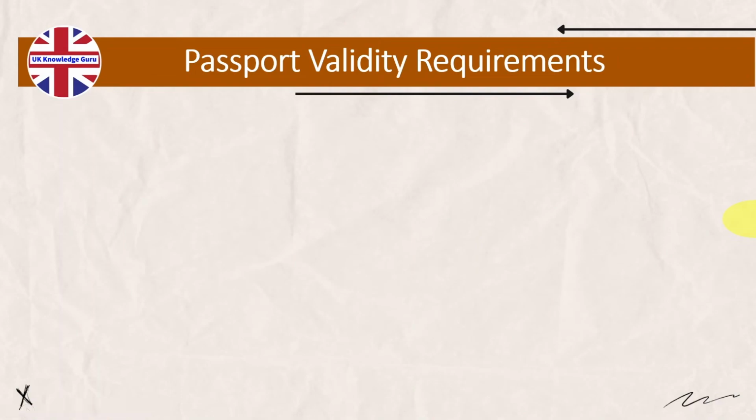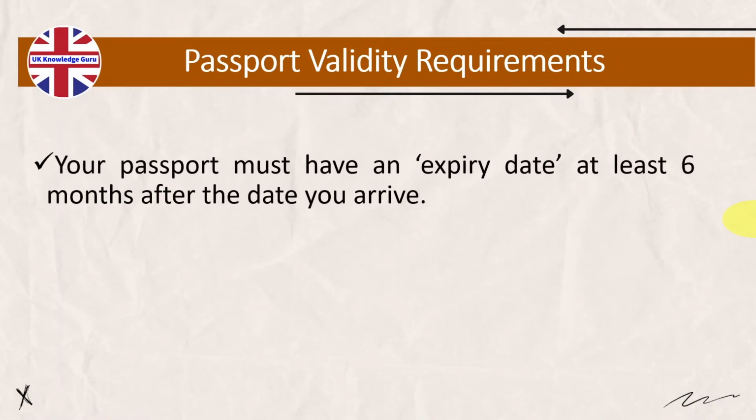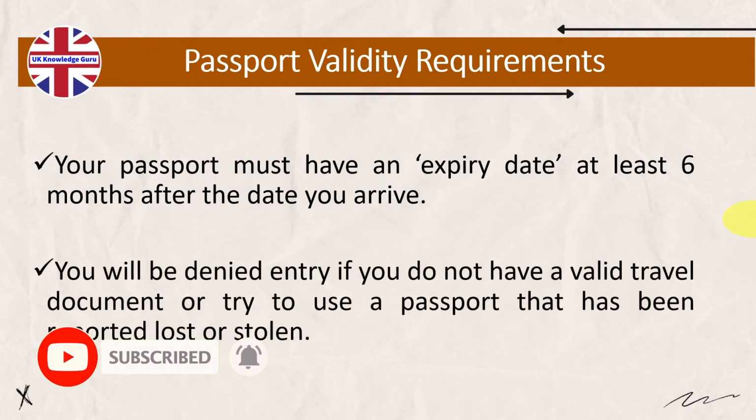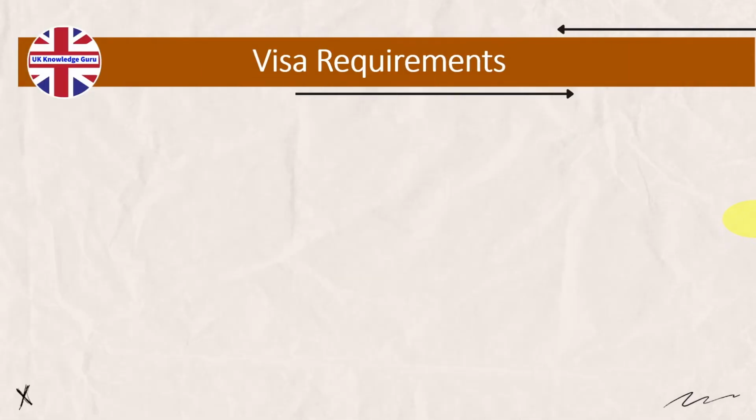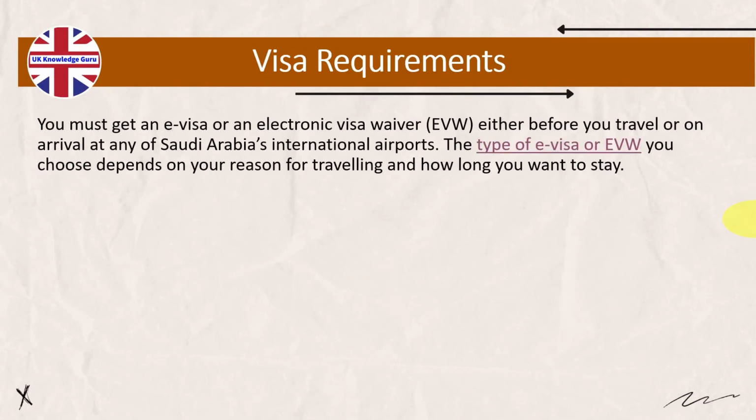So let's understand what's the passport validity requirement for Saudi Arabia. Your passport must be valid at least 6 months before you plan to apply for the visa. You will be denied entry if you do not have a valid travel document or your passport has been lost or reported stolen. So now let's discuss the visa requirement.